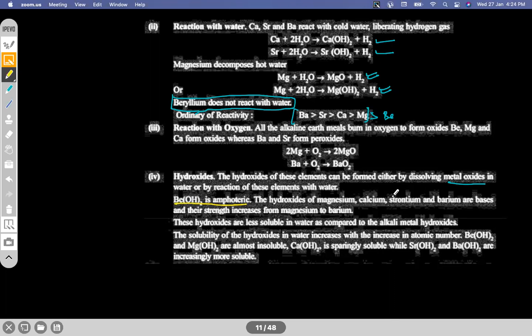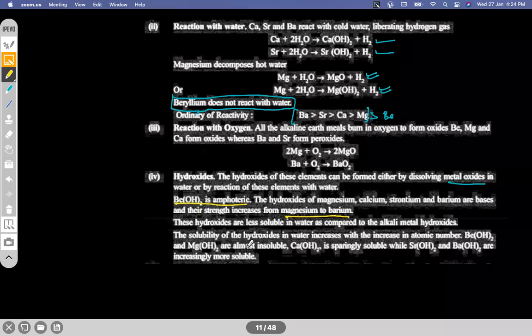Hydroxides of magnesium, calcium, strontium, and barium are basic in nature, and their strength from magnesium to barium increases. Basicity increases down the group. Why? It has more tendency to release hydroxide ion because of larger size. These hydroxides are less soluble in water as compared to the alkali metal hydroxides. Not that important: solubility of the hydroxides in water increases with increase in atomic number.